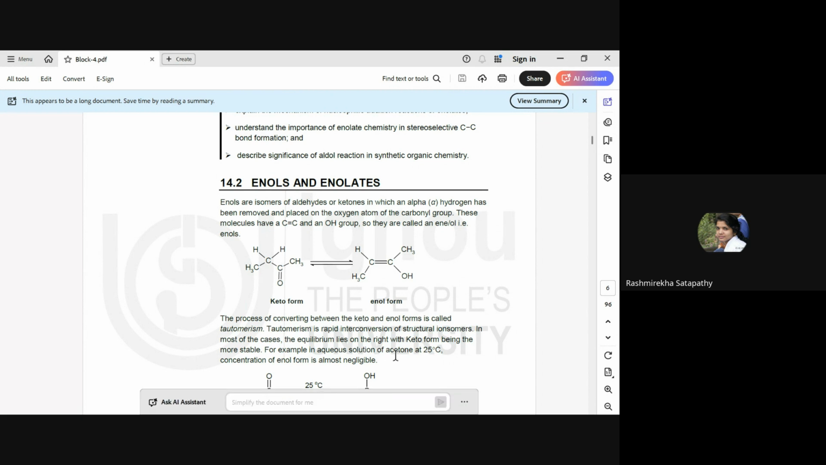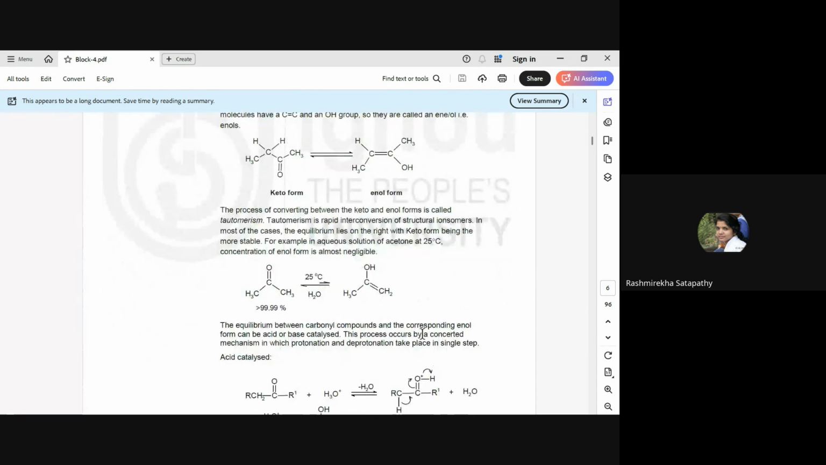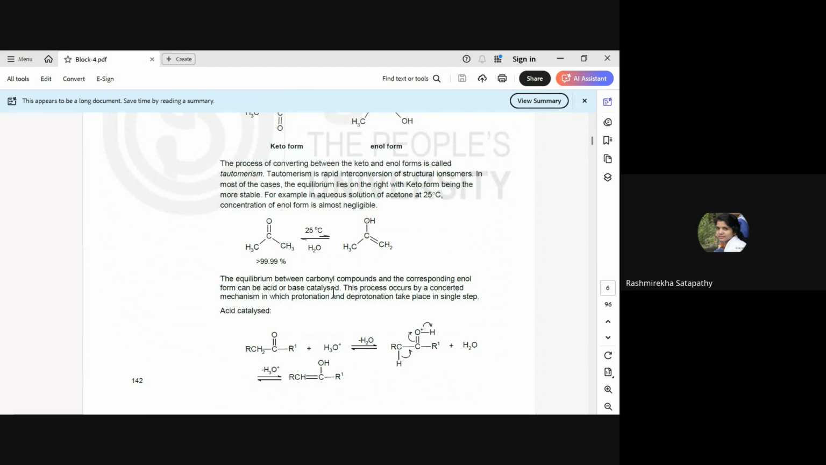For example, in aqueous solution of acetone at 25 degrees centigrade, the concentration of the enol form is almost negligible. This is a ketone. This is more stable. It isomerizes to the enol form, which has an OH and a double bond. So this enol form is not stable. The equilibrium between the carbonyl compound and the corresponding enol form can be acid or base catalyzed. In the presence of acid or base, it is converted to the enol form.